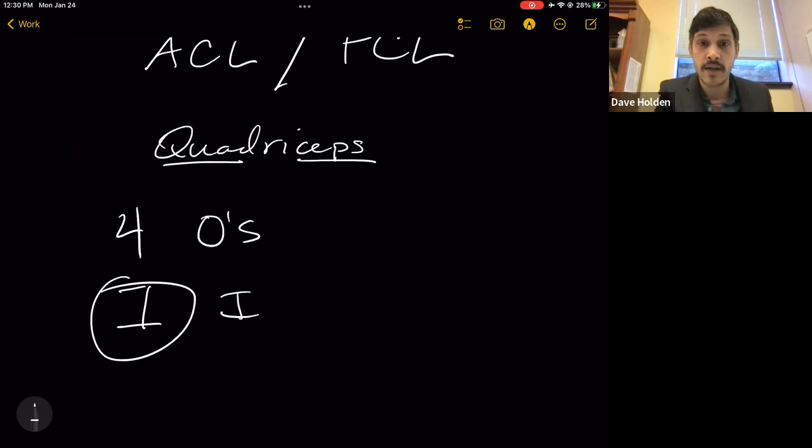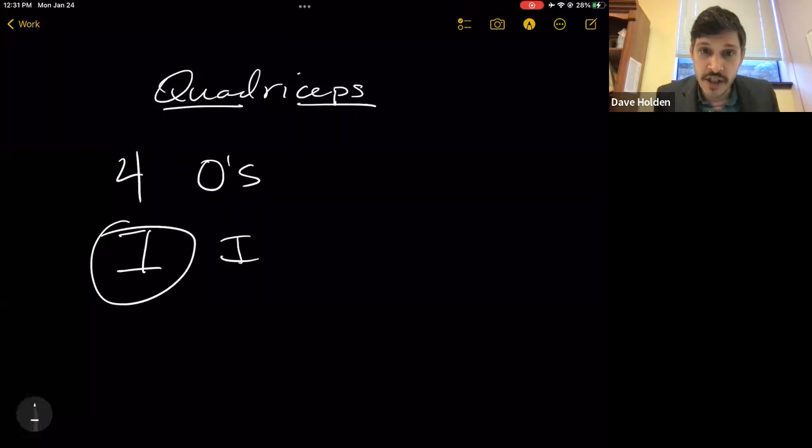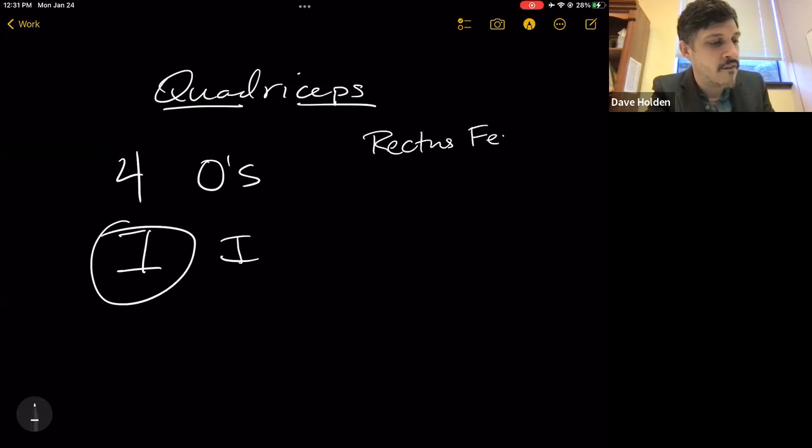4 origins, 1 insertion. By the way, when we get to biceps, 2 origins, 1 insertion. When we do the arm and you learn about the tricep, 3 origins, 1 insertion. Same pattern, guys. So each of the origins gives you a different muscle. The major muscles of the quadriceps group. Number 1, rectus femoris.